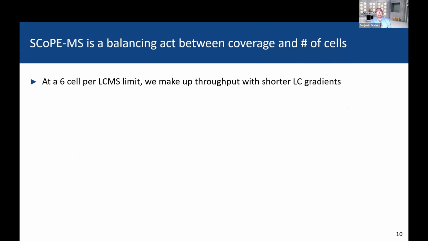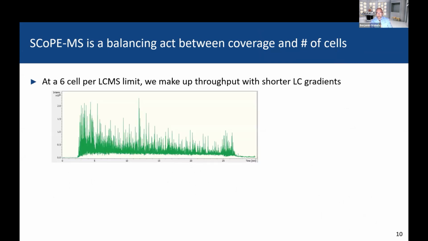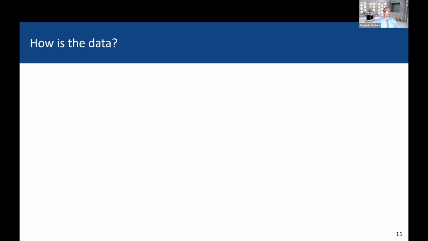And since I can only get 6 cells per LCMS run, and everybody gets a lot more, I make up the throughput with shorter LC gradients. And this is real data from one of our runs, running 30-minute LC gradients. The chromatography system takes 15 minutes to load the samples. So it takes about 45 minutes for me to get data on 6 cells. So I'm getting 200 a day or 1,400 a week, but I still get decent throughput here with this setup.